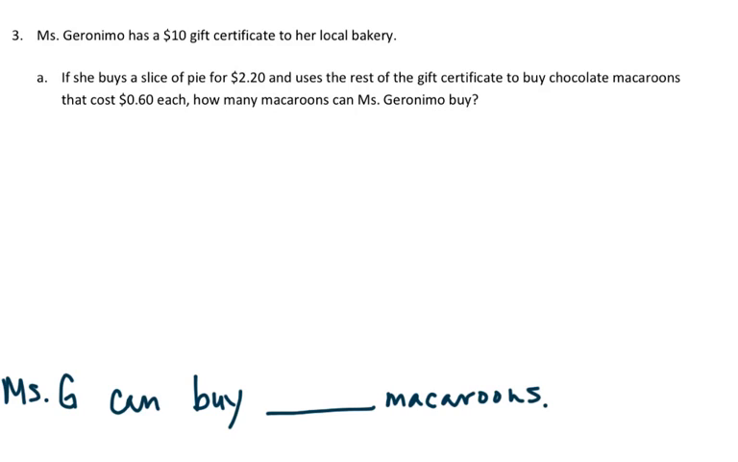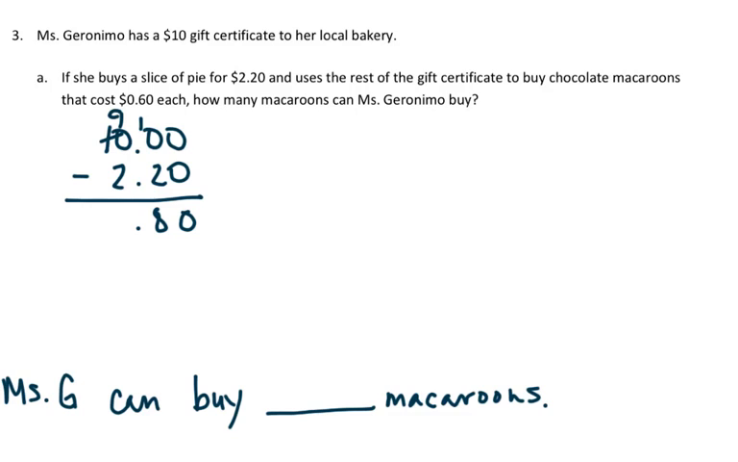Okay, so she has a gift certificate that's worth $10. And she buys a slice of pie for $2.20, so that needs to come off of the $10 gift card. So we're actually subtracting. So $10 minus $2.20 is going to be $7.80. So now we have $7.80. And we're going to divide that by 60 cents.